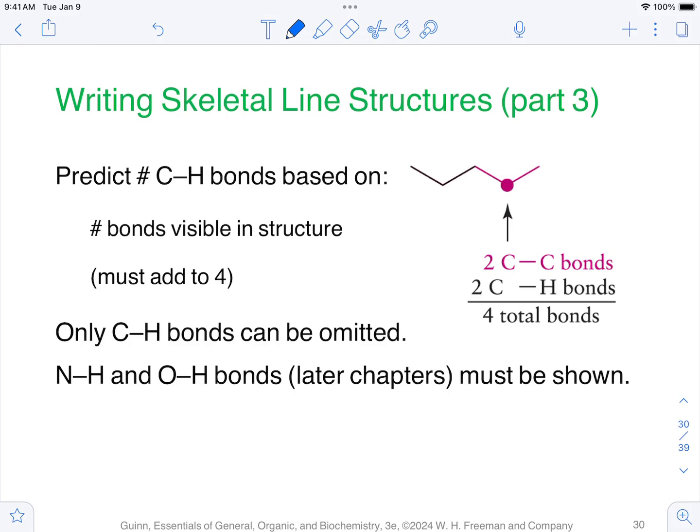And if we would actually draw the Lewis structure, you would see that there's an H here and an H here. But again, in a skeletal line structure, for simplicity, we don't draw that. It's just understood. 4 is always the number with carbon. So if I'm looking at this carbon here, there's only 1 bond coming from it, right? This bond right here. So I know that there are 3 H's right here.